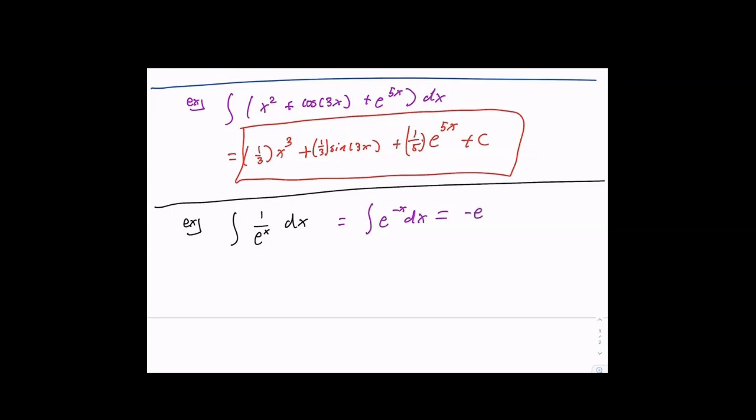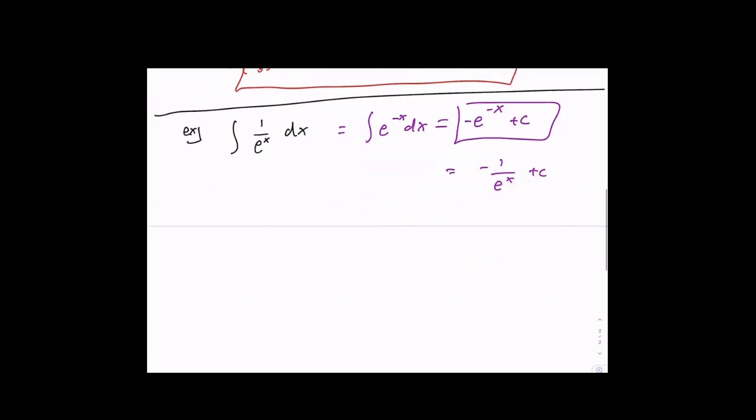Negative e to the power negative x, plus C. Maybe you wanted to write that as negative 1 over e to the x plus C. That's why you would see it as a multiple choice. Yeah, I would say the same.